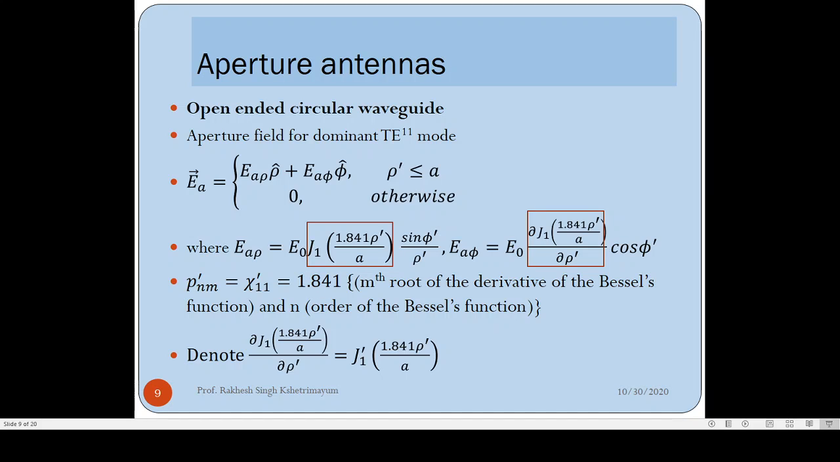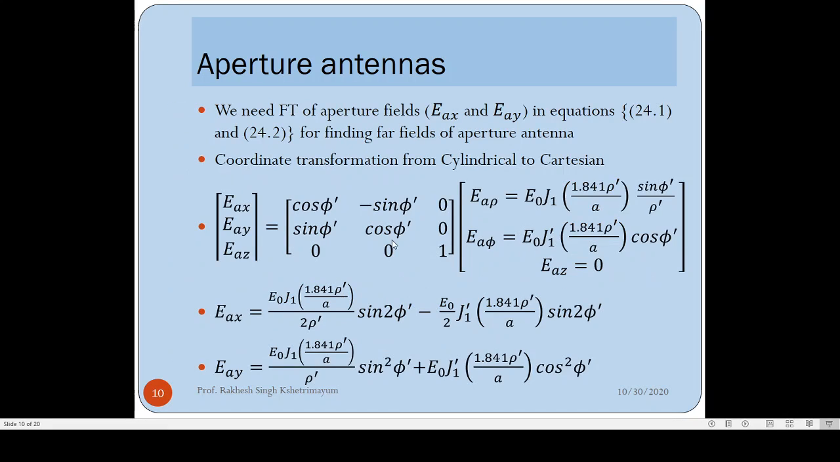Okay, so let us denote this del by del rho dash of J1 of 1.841 rho dash by a as J1 dash. It's a compact notation. Instead of writing del by del rho, I will just replace it by J1 dash of 1.841 rho dash by a in the following slides. So now we have established the fields inside the aperture of the circular open-ended waveguide. So the next thing is we have to find the Fourier transform of the aperture fields.